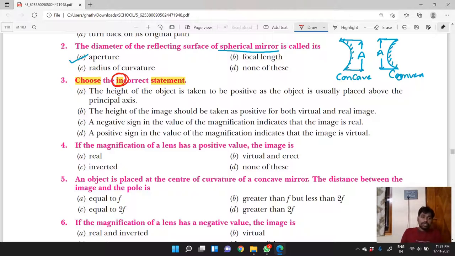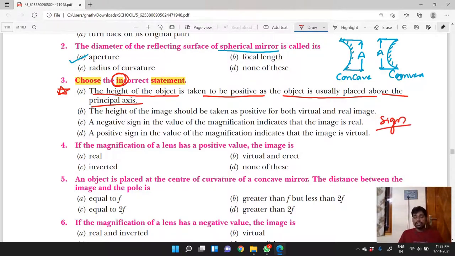The height of an object is taken as positive, as the object is usually placed above the principal axis. This question is clearly indicating the concept of sign convention. So I will give you a clear idea on the sign convention. Please try to listen. Let us take the Cartesian sign convention. Let us say you have an idea in mathematics of drawing a graph. The same idea is enough to deal with in physics also.